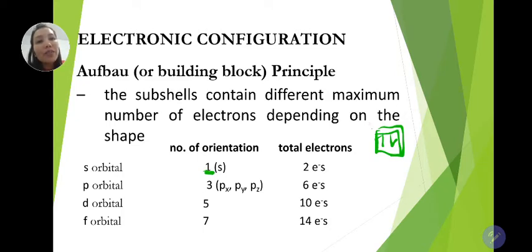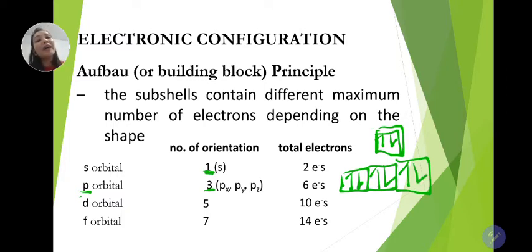So, this is 1, we have 3 here. So, we have 3 blocks. Since each block can contain 2 electrons, the maximum total of electrons that can be contained in the p orbital is 6 electrons. So, we have 1, 2, 3, 4, 5, 6. So, that's how we fill up the orbitals with electrons. So, for the others, usually we just multiply it by 2 since 1 block can contain 2 electrons. Okay?